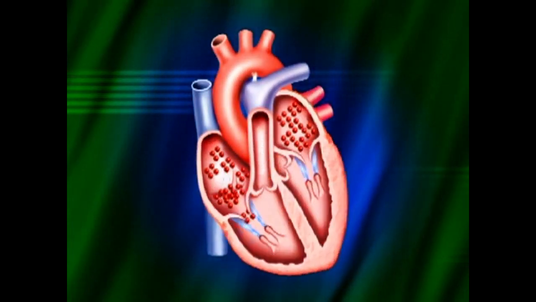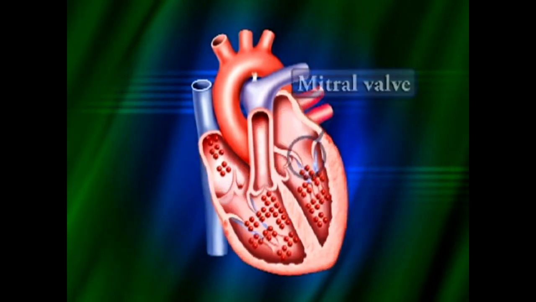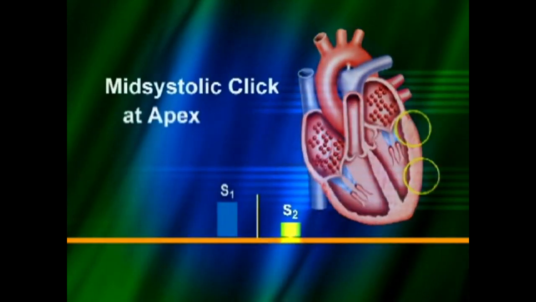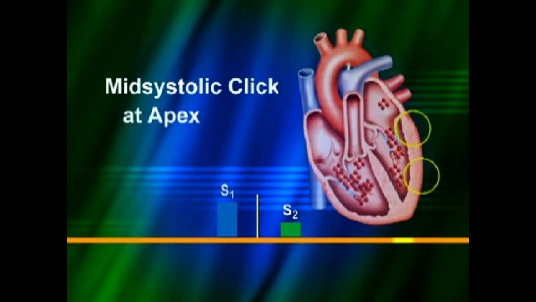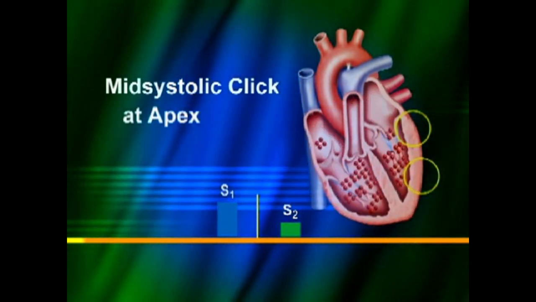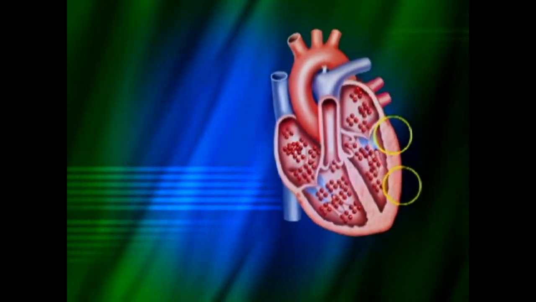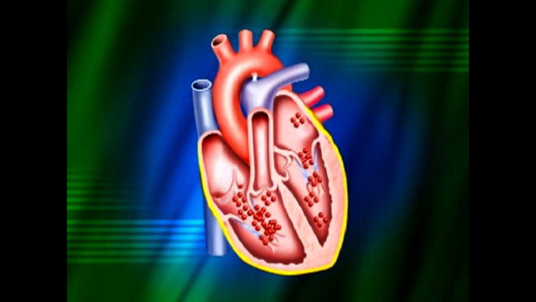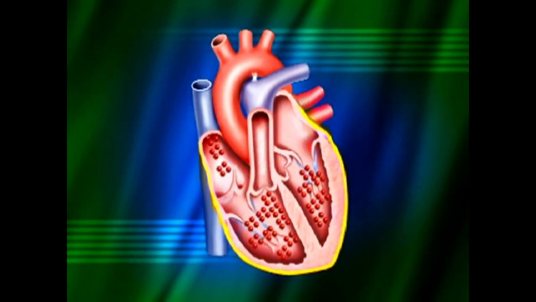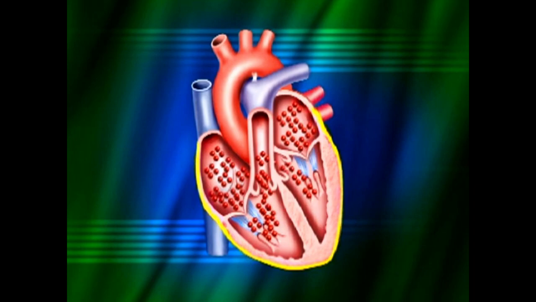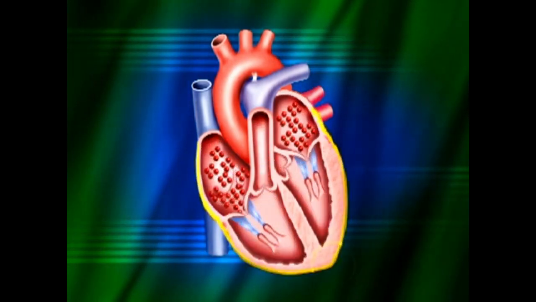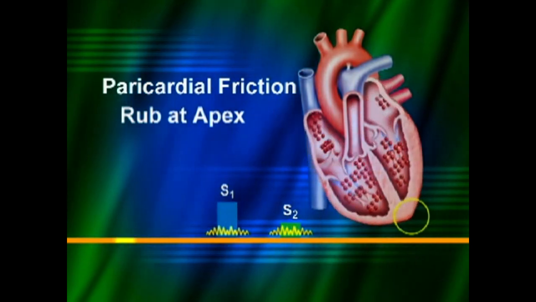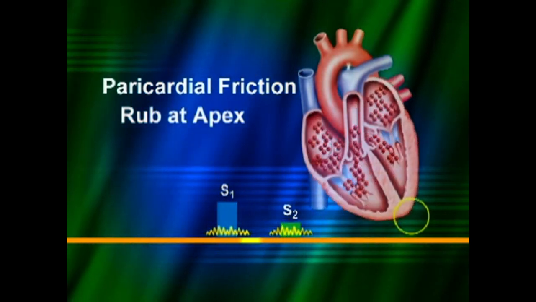Mid to late systolic clicks typically are caused by mitral valve prolapse. They're heard best at the apex and are accentuated by inspiration. A pericardial friction rub occurs when the surfaces of an inflamed pericardial sac rub against each other audibly. A rub is most distinct at the apex, but may be heard widely. Its intense grating sound may occur throughout S1 and S2.